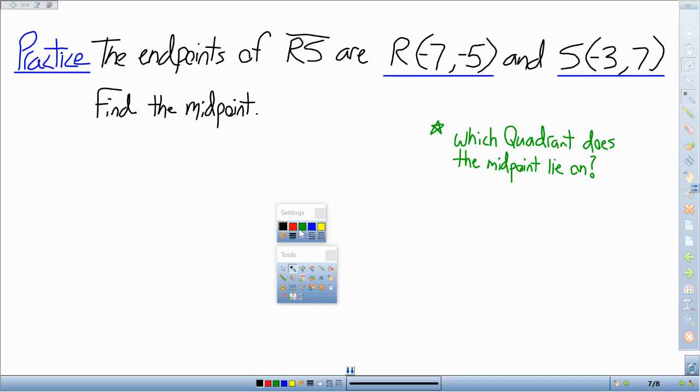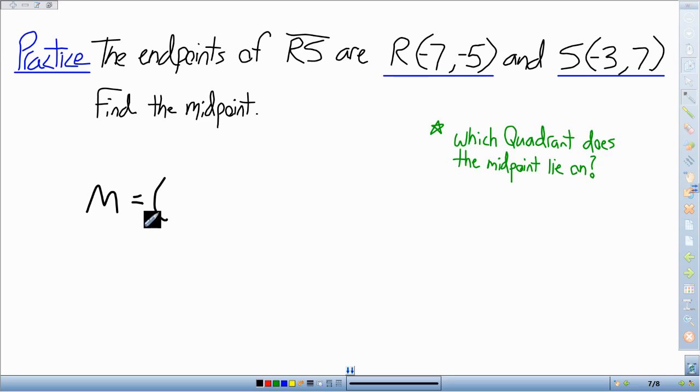Midpoint equals, and I've started to memorize it, x1 plus x2. Real quick though, let's label our points and not get too lazy here. There's my first x, first y, and there's my second x and my second y. So x1 plus x2: x1 is -7, plus x2, -3, over 2. And same thing with my y's: y1, -5, plus y2, 7, over 2.